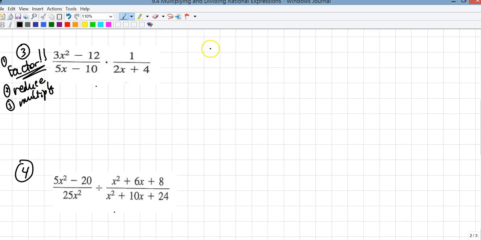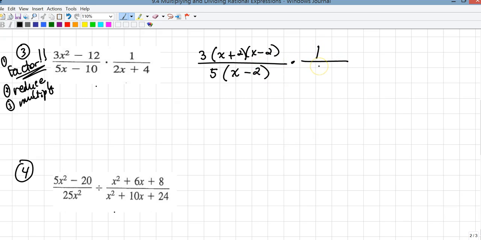Okay, so I'm going to factor my numerator. I'm going to take out a 3 because that's our greatest common factor. And when I take out a 3, I have x squared minus 4 left. I know that that can be factored again, so I'm going to change it to x plus 2 times x minus 2. In my denominator, I've got a 5x minus 10, so I'm going to factor out a 5, and I've got 5 times x minus 2. I've got a 1 in my other numerator, and in my other denominator, I've got 2x plus 4, so I'm going to factor out that greatest common factor of 2. Okay, so I factored. The next step is to reduce. So remember, anything divided by itself is 1.